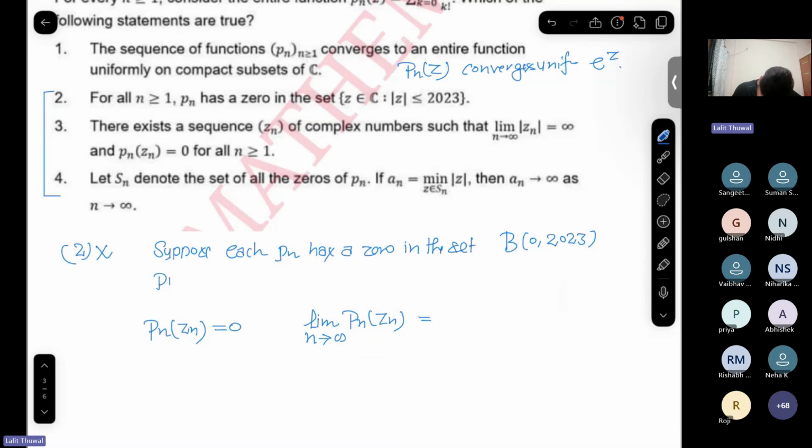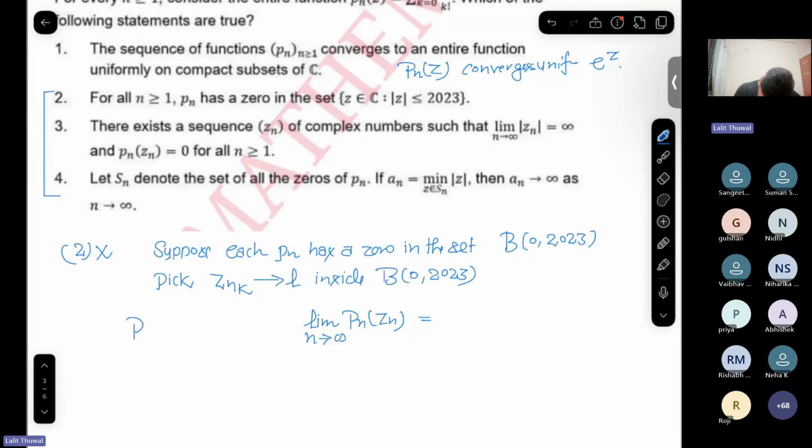So pick z_{n_k} converging to L inside. What I said is that any sequence in a compact set has a converging subsequence. Okay, so let us take its converging subsequence.